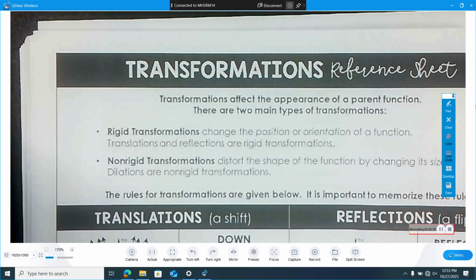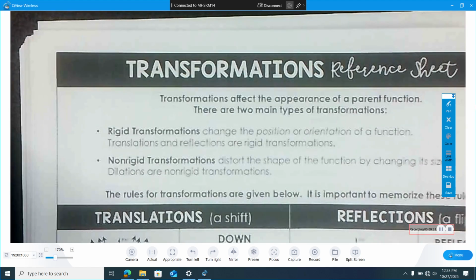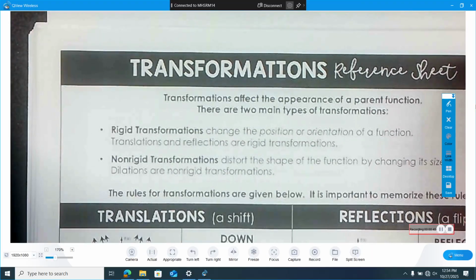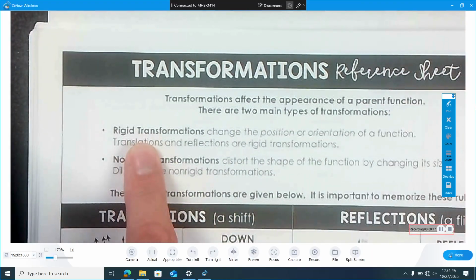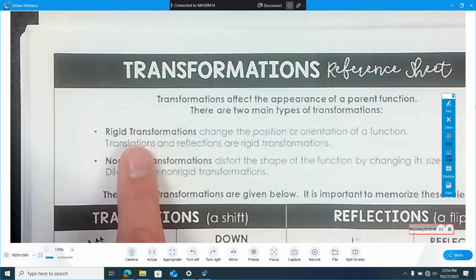Okay, here we go. We are doing more transformations. We're going to spend quite a few days on transformations because it is really important that when we look at a function, we have a general idea of what it looks like, its overall shape. That's the parent function. And then how do the numbers affect that graph? Last week, we did rigid transformations.